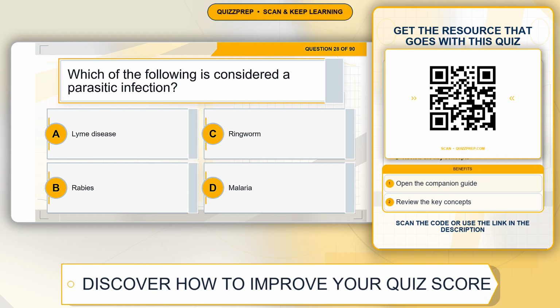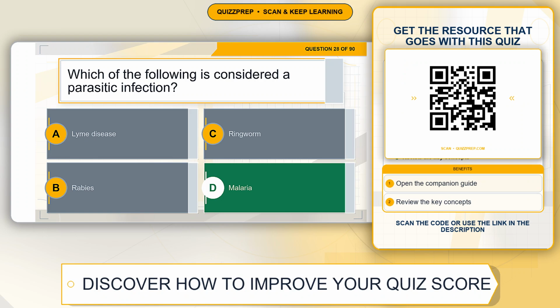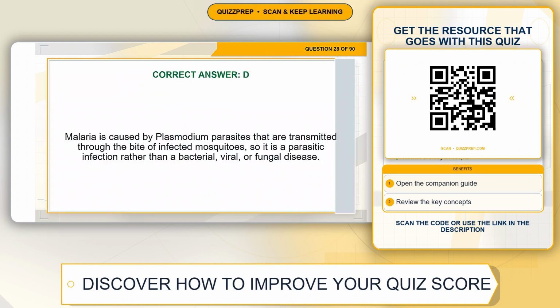Question 28. Which of the following is considered a parasitic infection? Option A, Lyme disease. Option B, rabies. Option C, ringworm. Option D, malaria. The correct answer is option D, malaria. Explanation. Malaria is caused by Plasmodium parasites that are transmitted through the bite of infected mosquitoes, so it is a parasitic infection rather than a bacterial, viral, or fungal disease.